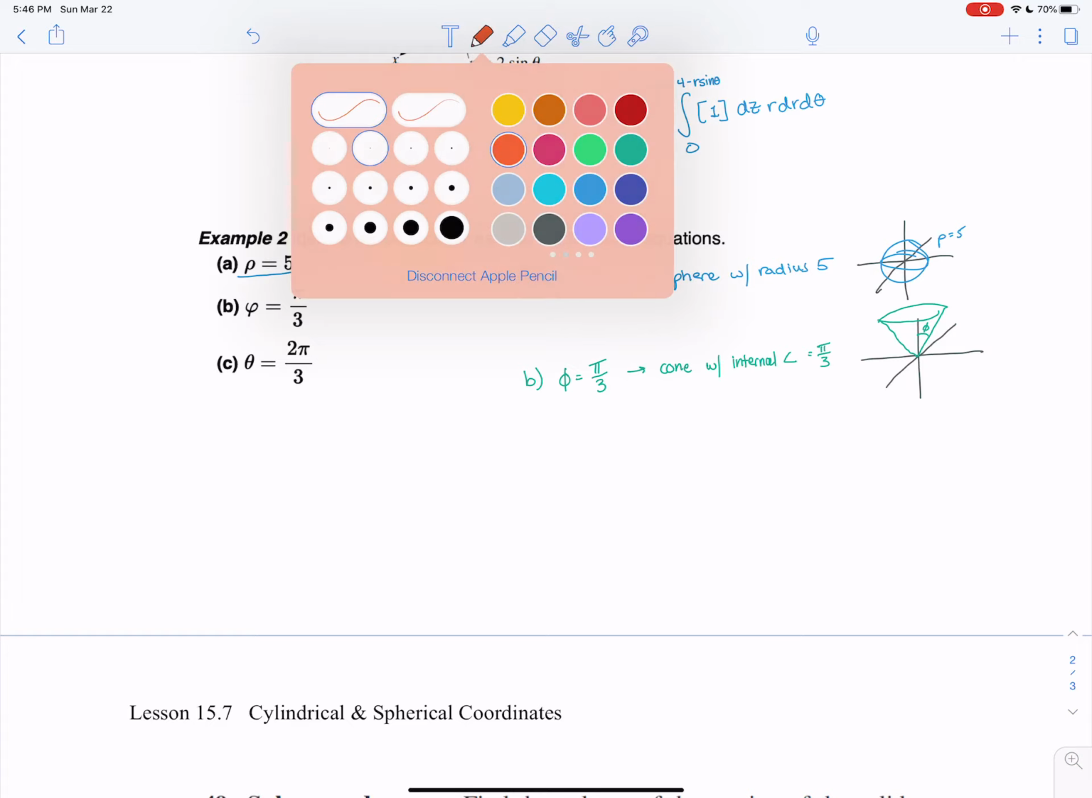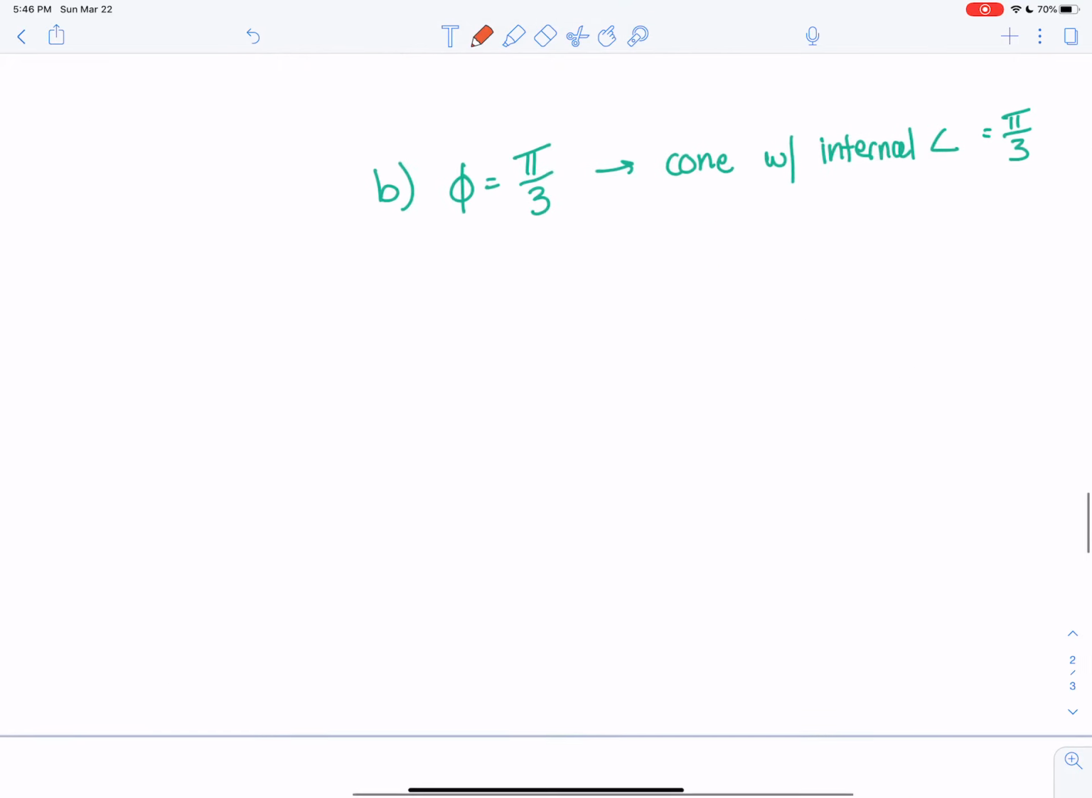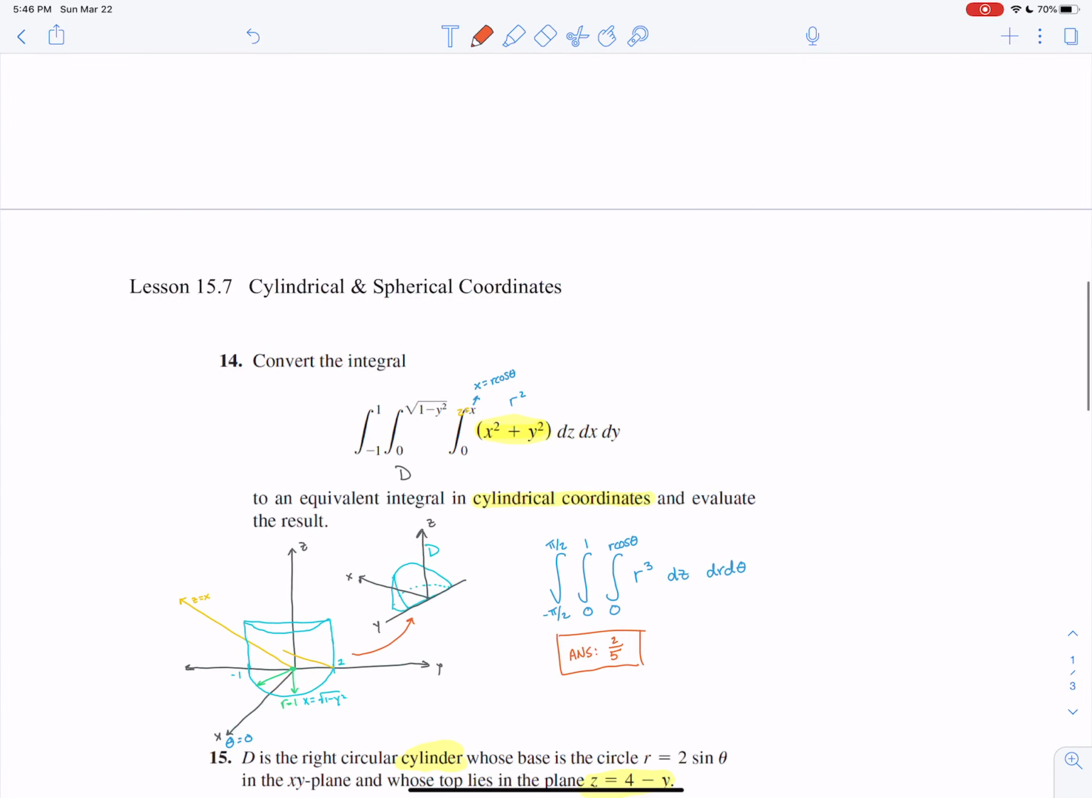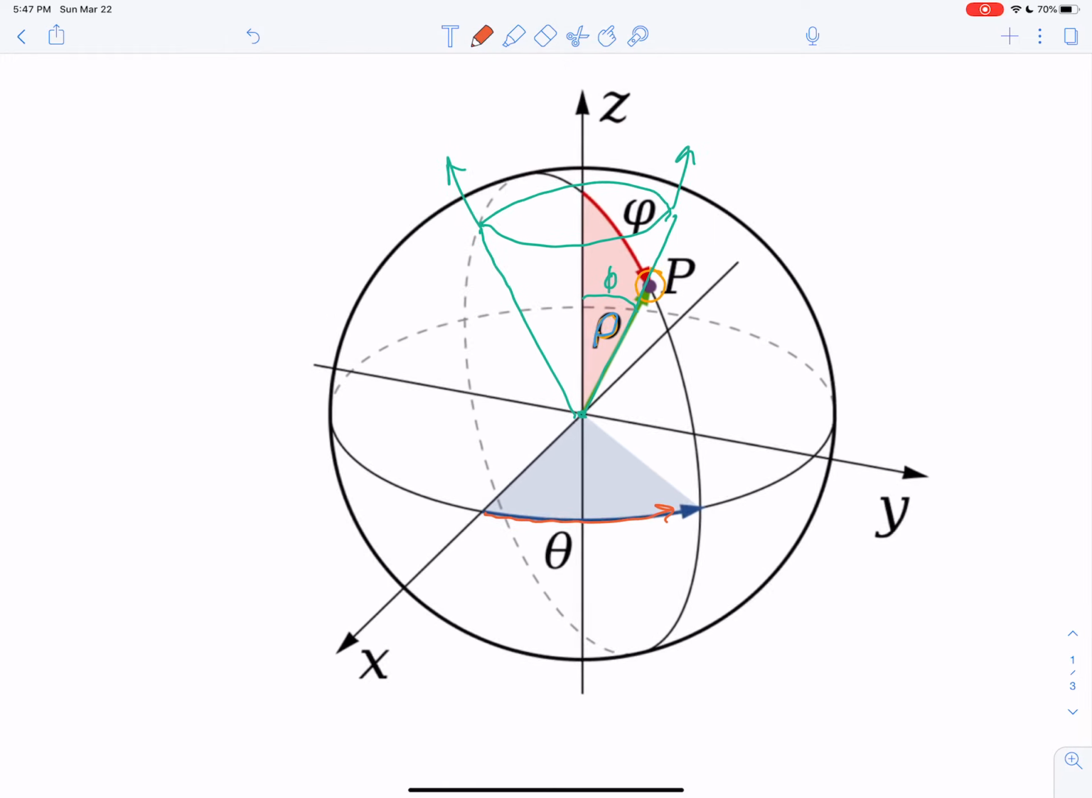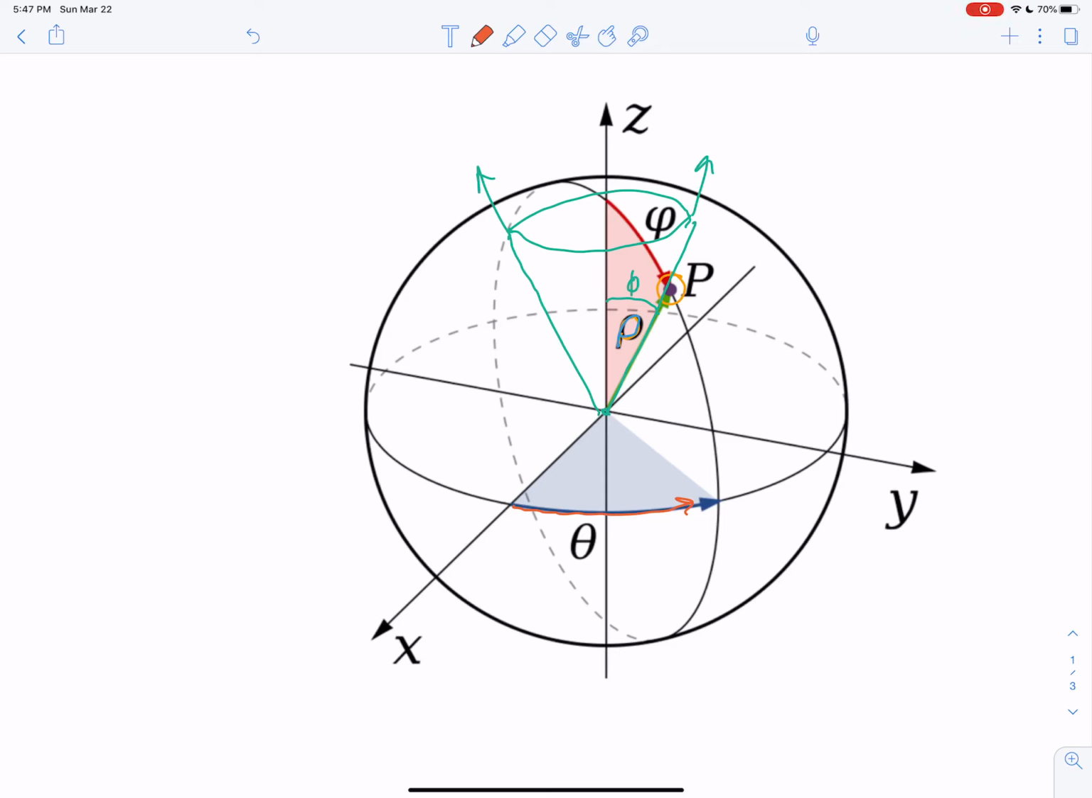For letter C, C is just theta equals 2 pi thirds. Now, take a moment on your own to think about what the resultant surface would be if you let theta be constant. So a constant theta, but you can vary phi and rho. You can get wider, get farther and closer to the origin, and sweep up and down from the z-axis. The shape that makes, if you let theta be constant, is going to be a plane. Like this.